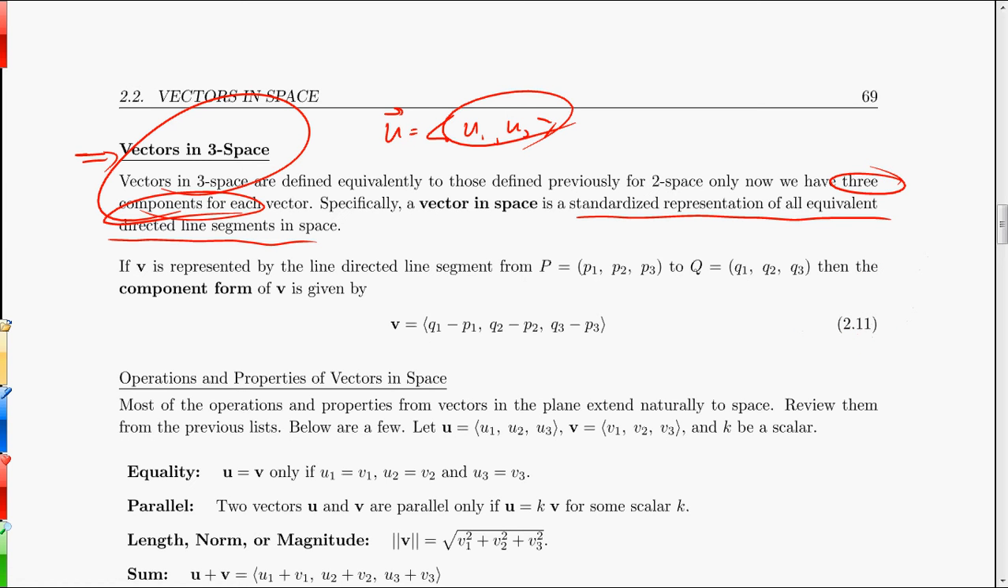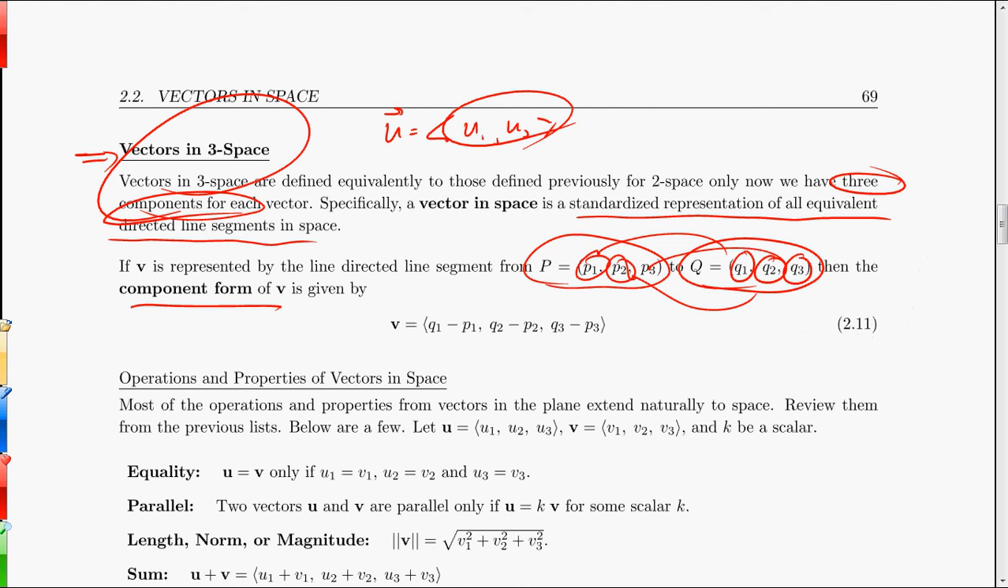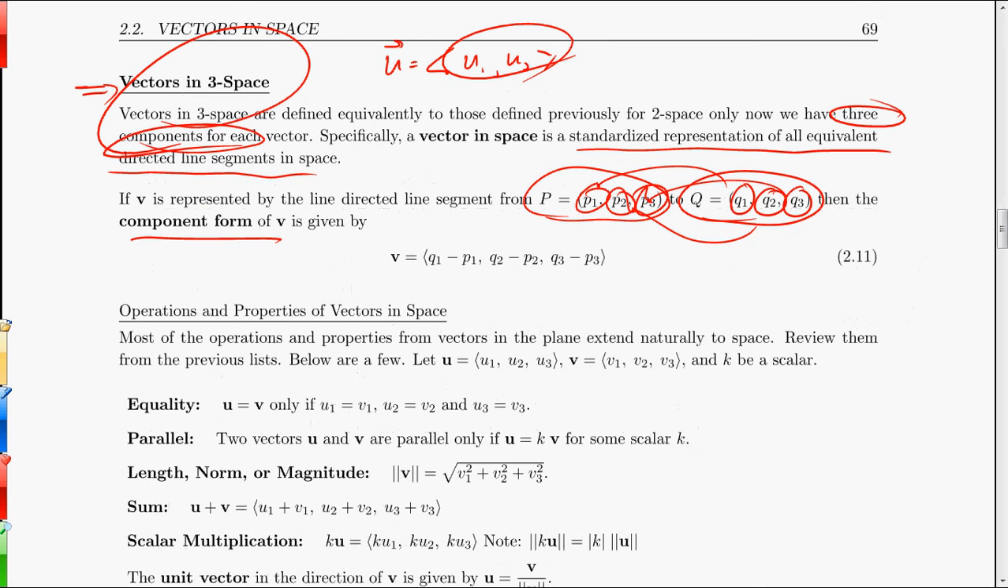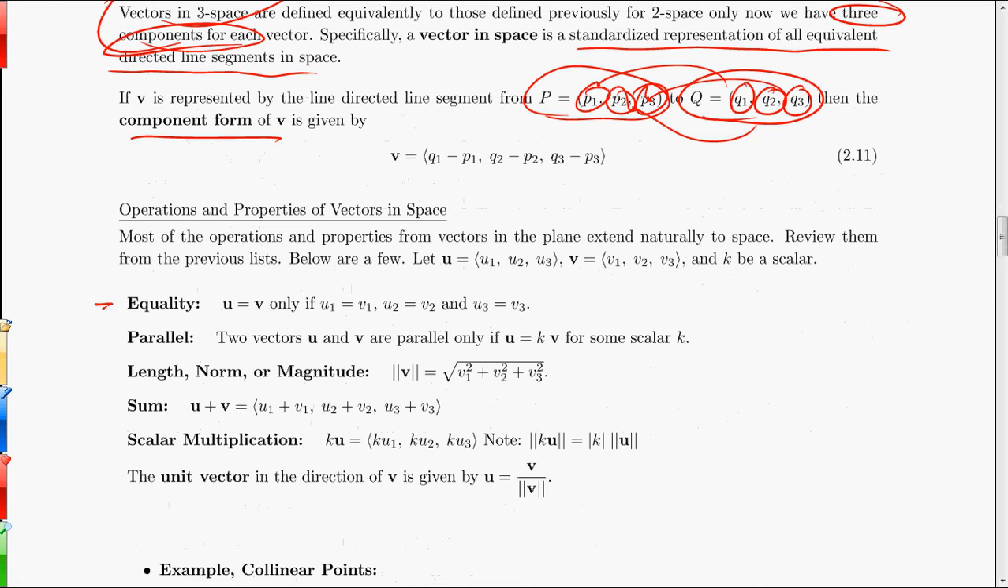All right, in the component form, suppose I have a vector that starts at this point and terminates at this point. Then the component form of v, that vector, is just ⟨q1 - p1, q2 - p2, q3 - p3⟩. Put the sort of triangular brackets in there, and you have the vector in component form. The properties are essentially the same. 2 vectors are equal if and only if all of their terms are identical. 2 vectors are parallel if one is a multiple of the other, a scalar multiple.